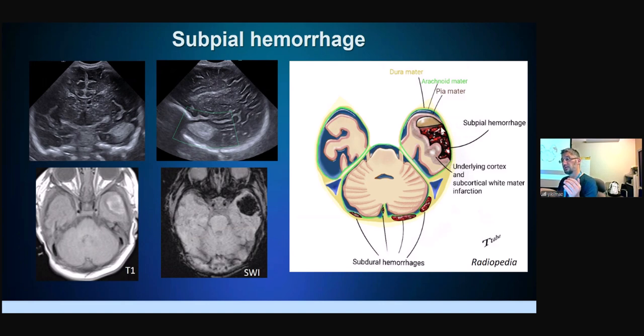So it is like subarachnoid hemorrhage, but it's not free. It's under the pia. It's still confined to the brain surface, but it's not subarachnoid. It's not subdural. It is subpial. And this is an example. They are peripheral hemorrhages. They appear echogenic and MRI correlation.